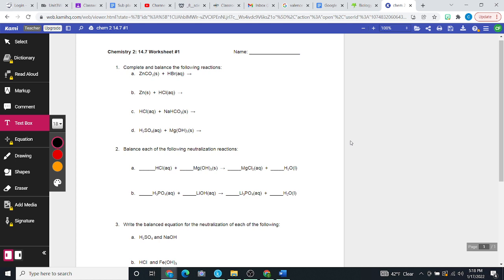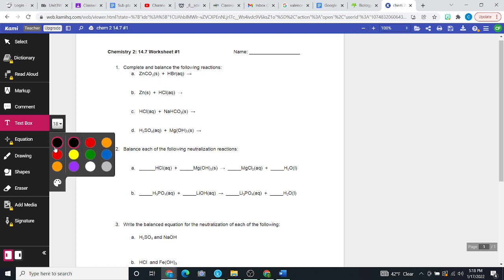Okay. So this one says complete and balance the following reactions. So I know that this is my acid. Then I just have to look at this, and I have to ask myself, is it a metal, a carbonate, or a base, which would have OH in it, right? So the second I see CO3, I'm like, that is a carbonate. So I'm going to complete this.